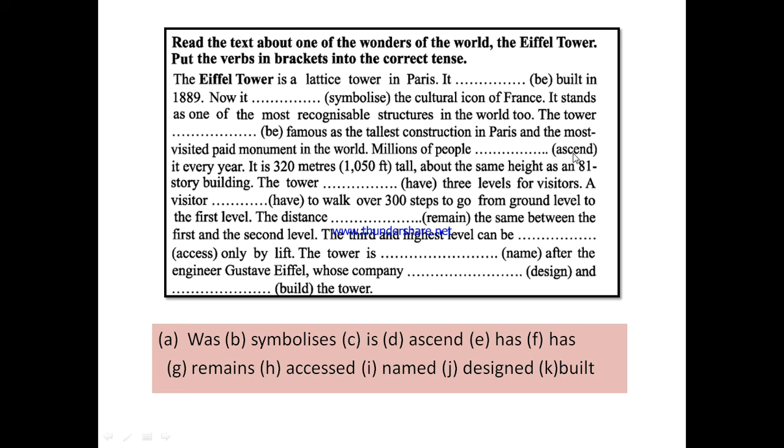Millions of people ascend it every year. It is 320 meters or 1050 feet tall, about the same height as an 81-story building. The tower have three levels for visitors. A visitor have to walk over 300 steps to go from ground level to the first level. The distance remain the same between the first and the second level. The third and highest level can be accessed only by lift. The tower is named after the engineer Gustav Eiffel, whose company designed and build the tower.